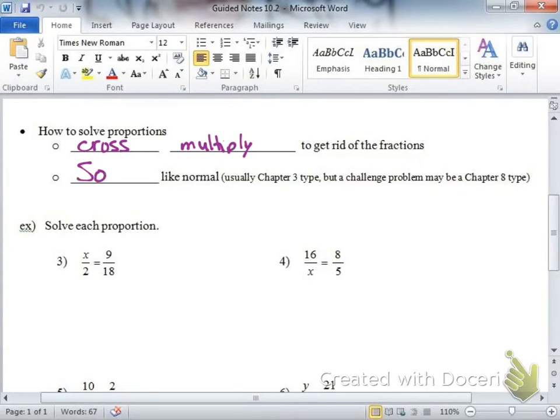And then we solve the equation that you get just like normal, just like we did first semester. If it has an x squared, we'll use the tricks we learned last chapter. But either way, you solve just like any old equation after you cross multiply.